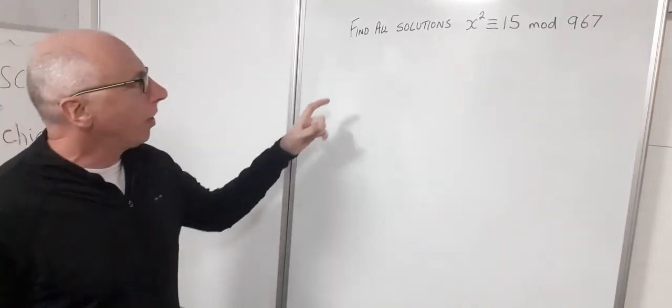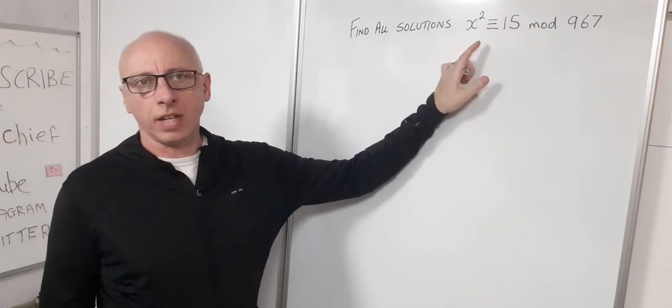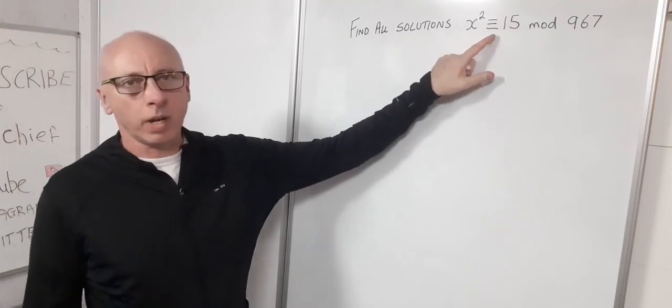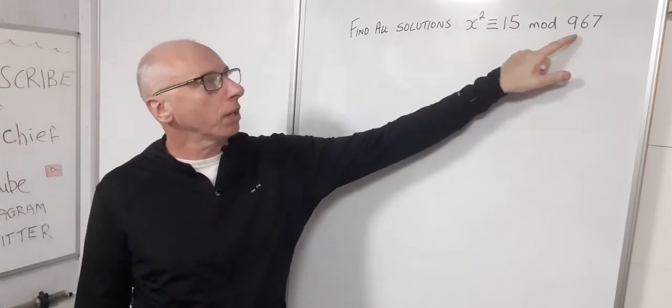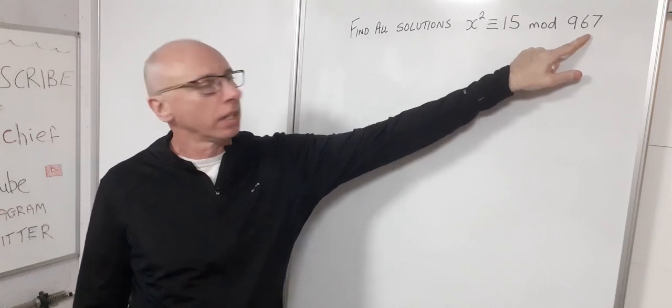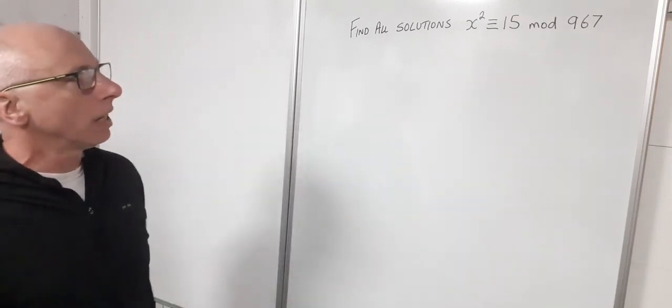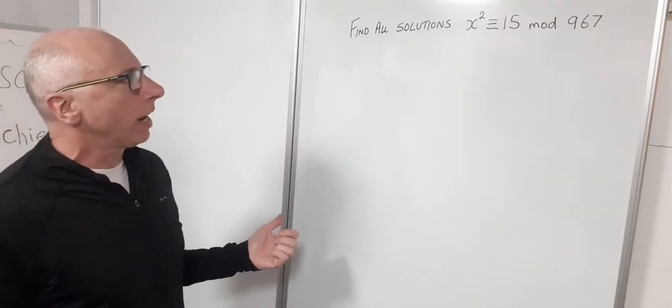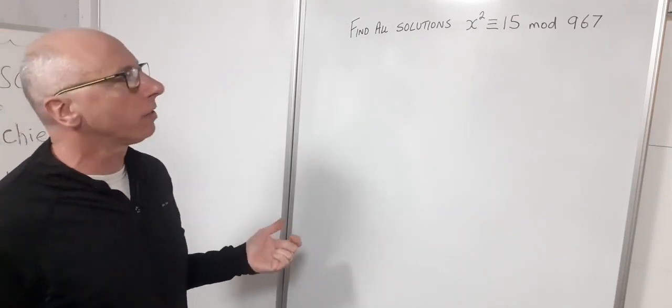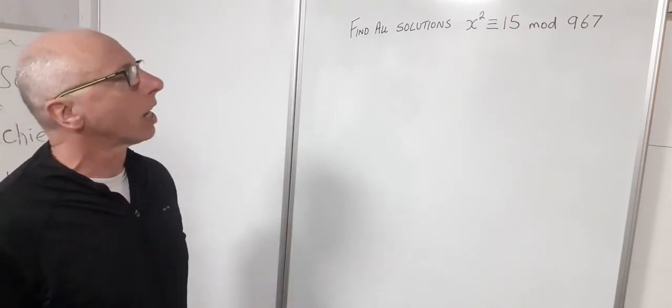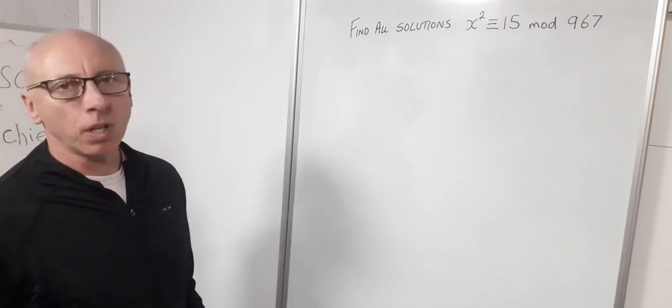So in this question we want to find all the solutions, if they exist, of x squared is congruent with 15 modulo 967. Now that's a massive modulo, so x could be anywhere between plus or minus 483. So how are we going to go about finding that?